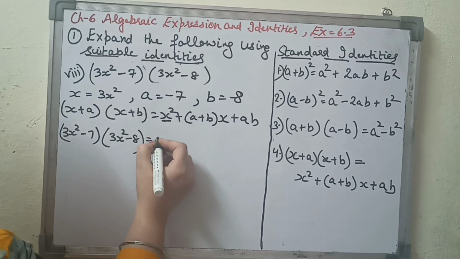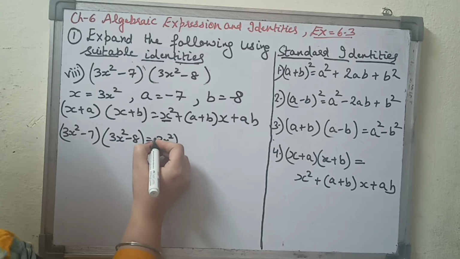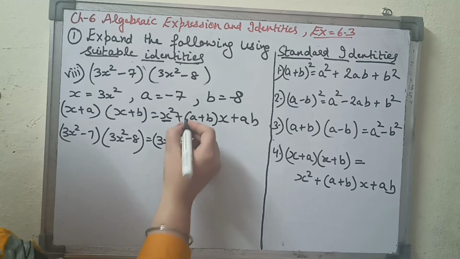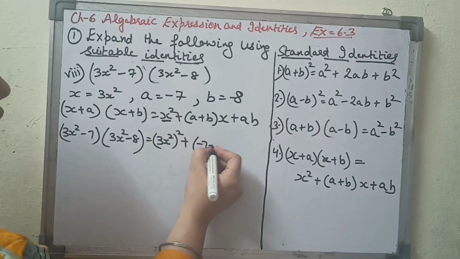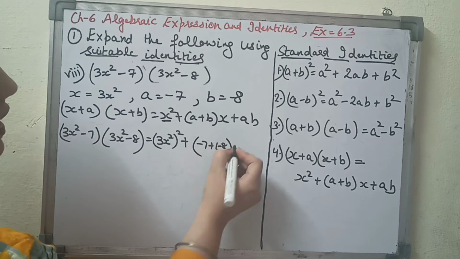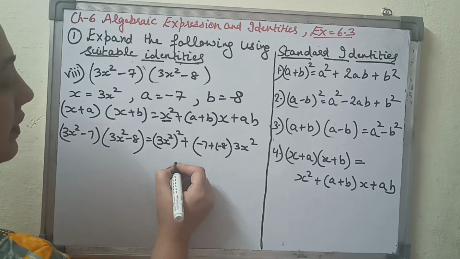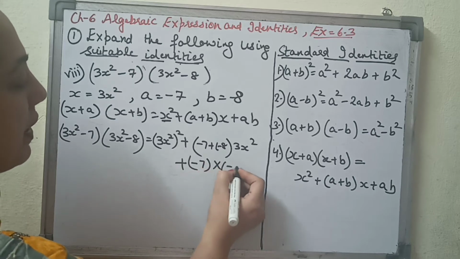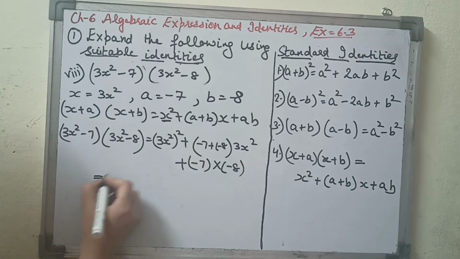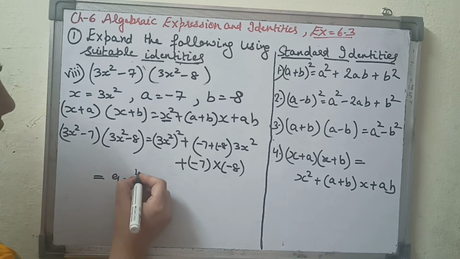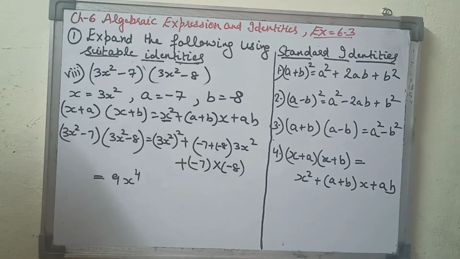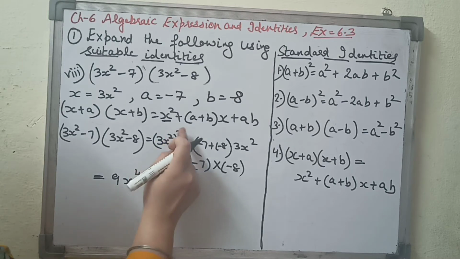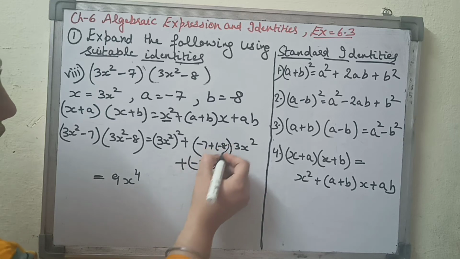Now here in place of x I write down (3x square) whole square plus (a plus b), a here is your minus 7, b it is minus 8 and x it is 3x square. And the next term is a into b, that is minus 7 multiplied by minus 8. Now open the bracket, 3 3 is 9, x square into square, 2 multiplied by 2, it is 4. You already know the law of the exponent, that is power to power, both powers are multiplied with each other, right?